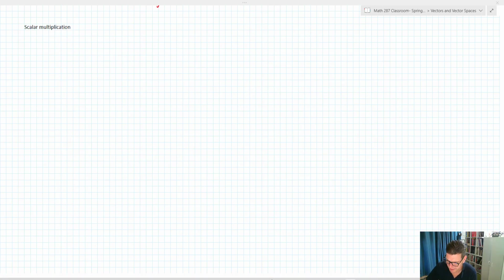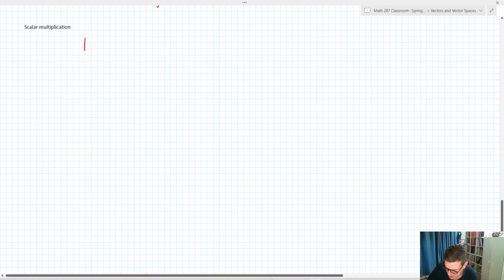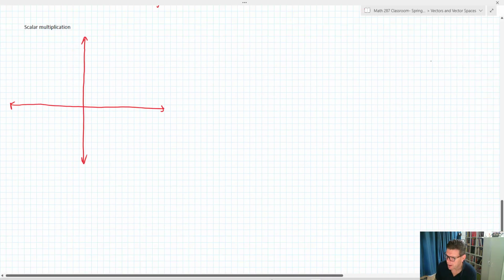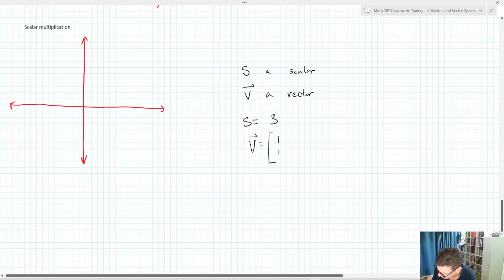Now let's take a look at something called scalar multiplication. And we've done scalar multiplication before. So here's my axis. I decided to do it back in red. Why not? What we mean by scalar multiplication is what happens when we multiply a scalar, call it s, times v, a vector. So let's take a look. We're going to do one in R2. Let's let s equal 3. Okay? And v, let's have it be 1, 1.